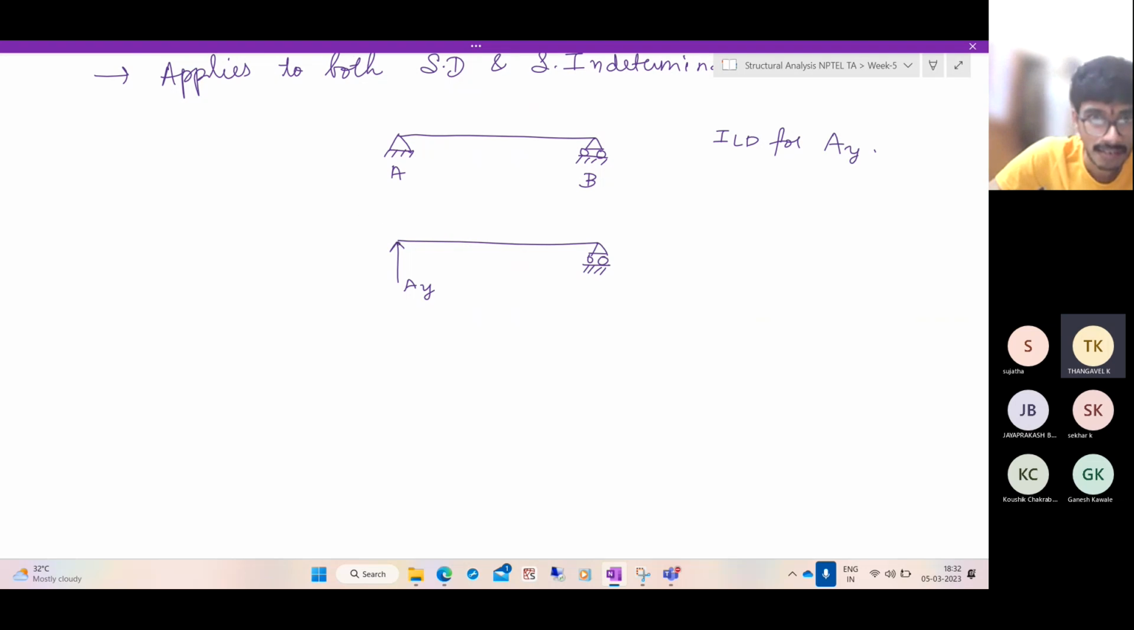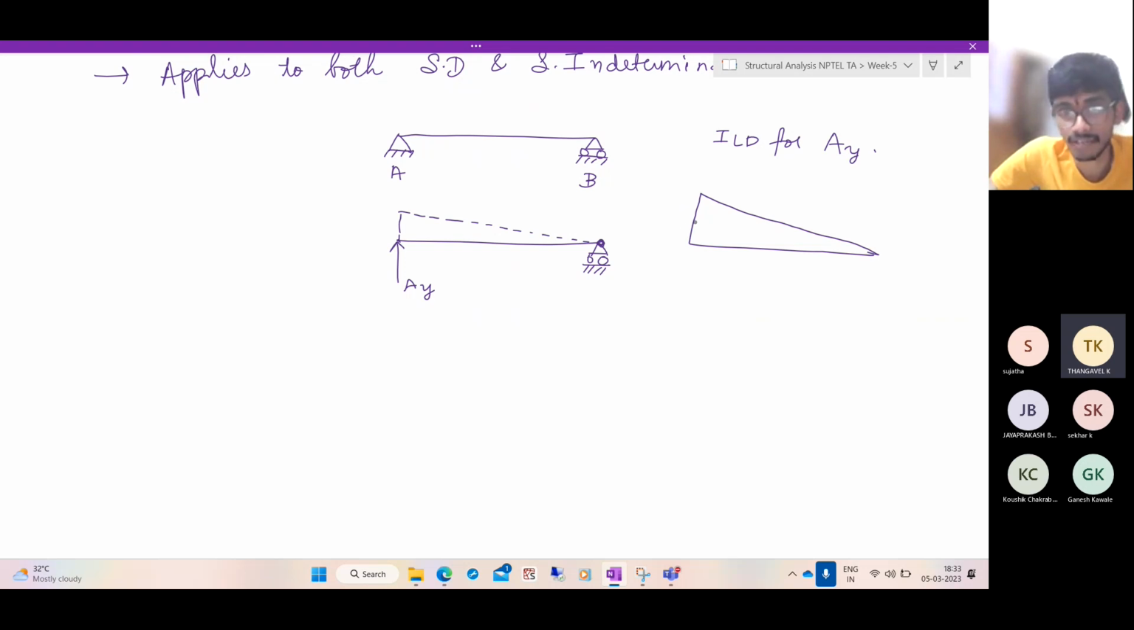Now how does it deflect? So there's no support and you're applying a vertical force. So it deflects something like this. It rotates as a rigid body. Which means that as per the Muller-Breslau principle, the influence line diagram is something like this. But we don't know what the height is. That is the only issue. That height has to be determined by applying a unit load and seeing it.